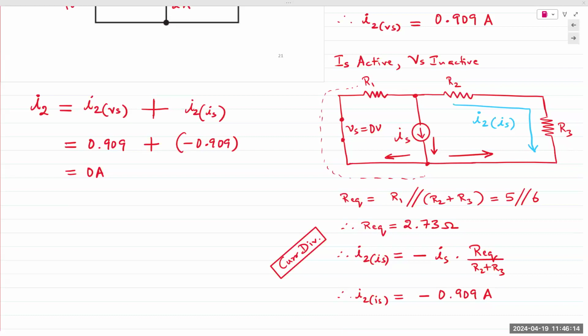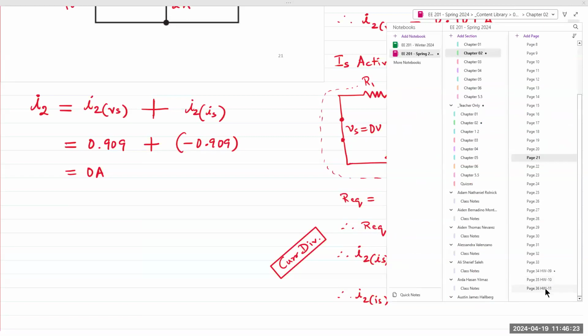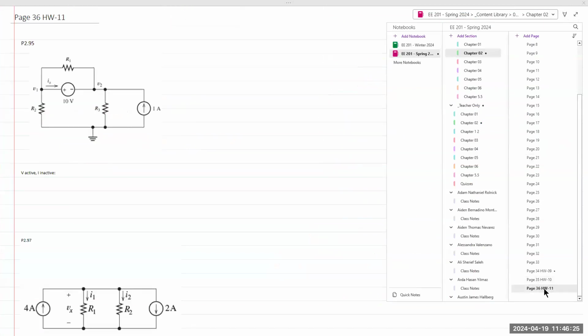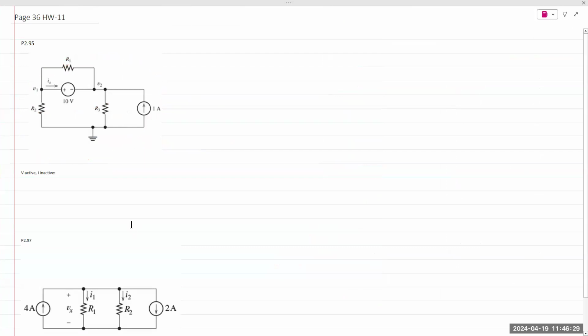All right, any questions? Let's look at the homework problems then. Homework problem is on page 36. It's only 2 problems. This is a circuit you have seen before for node voltage, I believe. Majority of the superposition work is just applying the concept. You're breaking up the circuit. And so I will go over that right now.